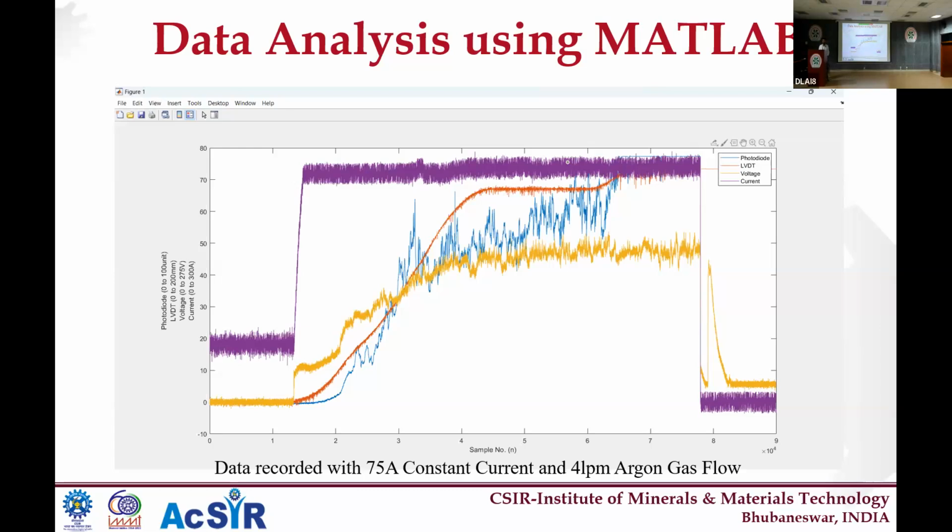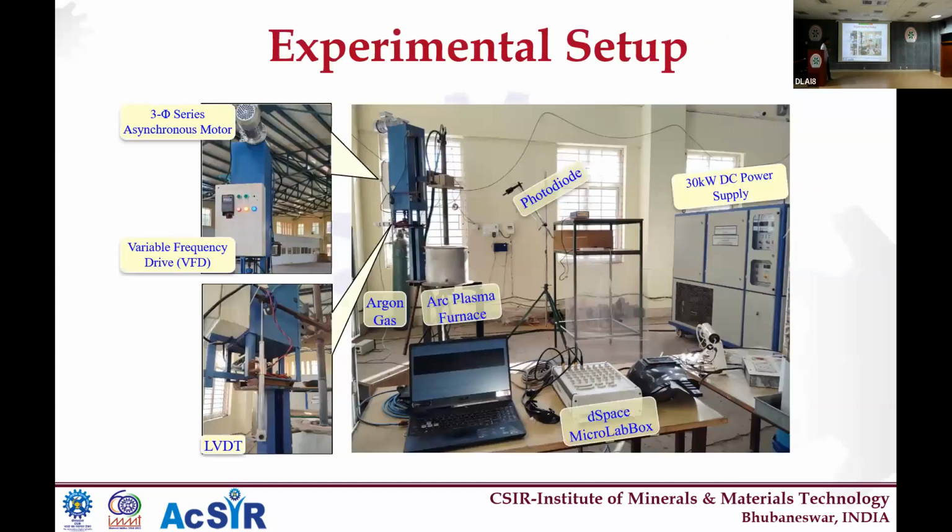How does the LVDT work? LVDT means linear variable differential transformer. I think I have shown it. The LVDT is connected to the electrode. When the cathode goes down, this part goes inside the cylinder, so the voltage changes and it gives a signal. It gives a -5 to +5 volt signal showing how it varies, covering about 10 centimeters of travel.